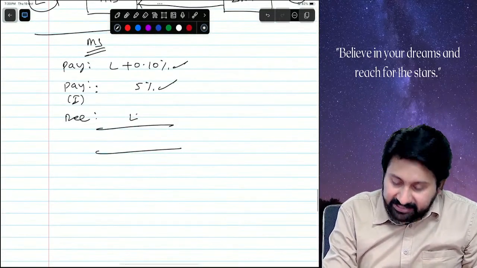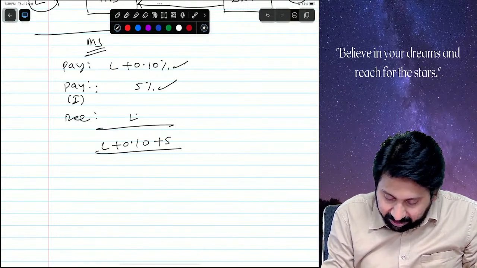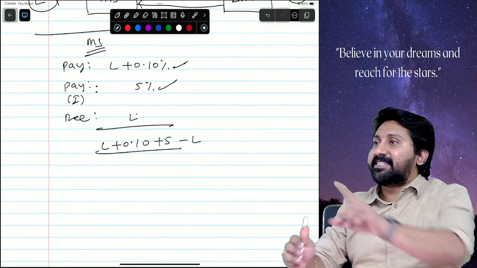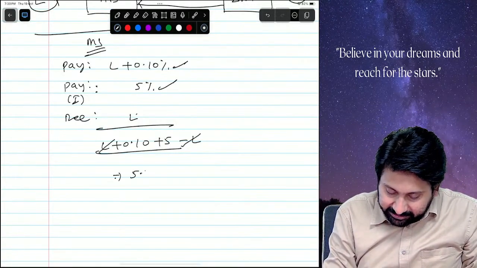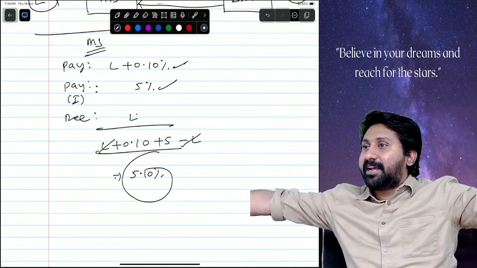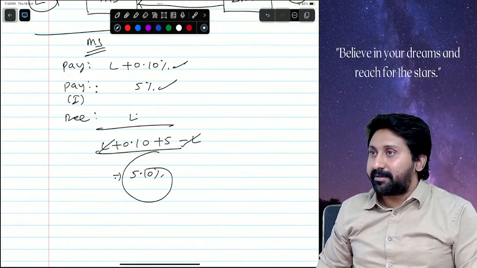These two are payments, this is a receipt. L plus 0.1 plus 5 minus L. The receipt is negative here. Minus L plus L cancel. How much is it? That's all. My liability has been turned into fixed now. That's how the swaps will help.